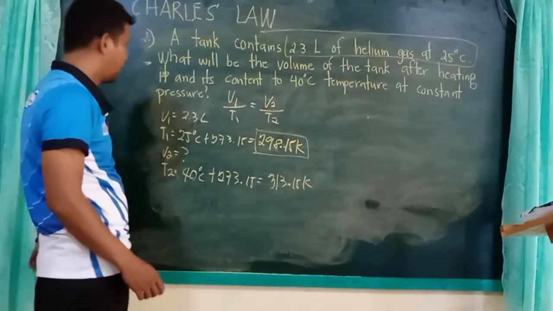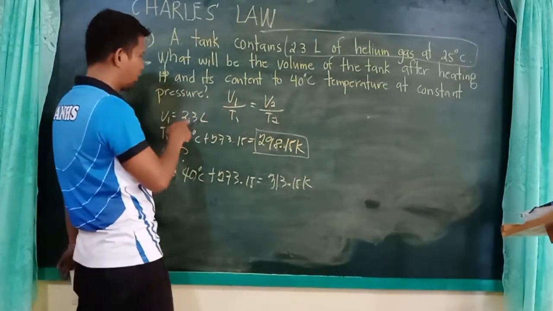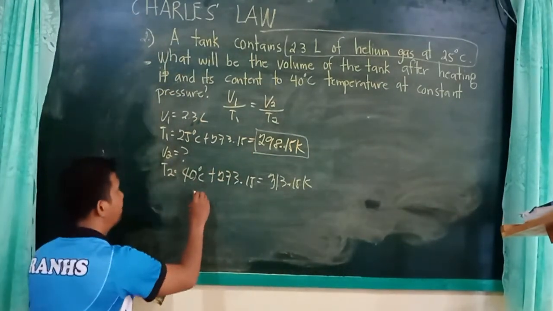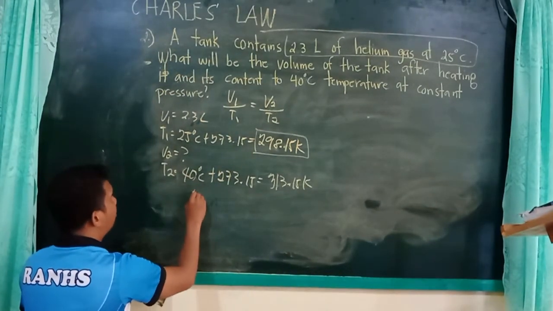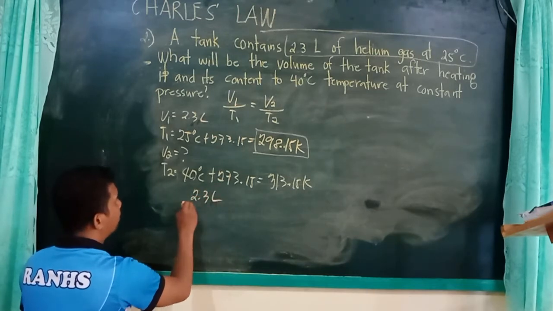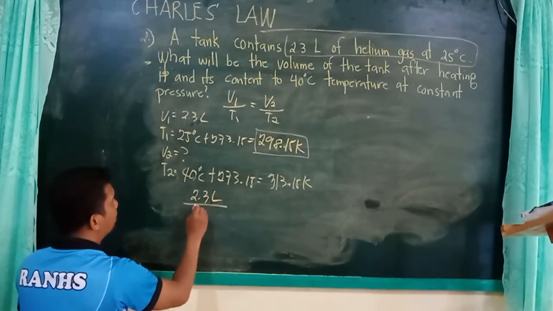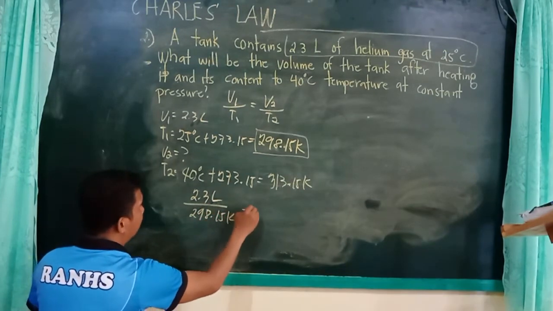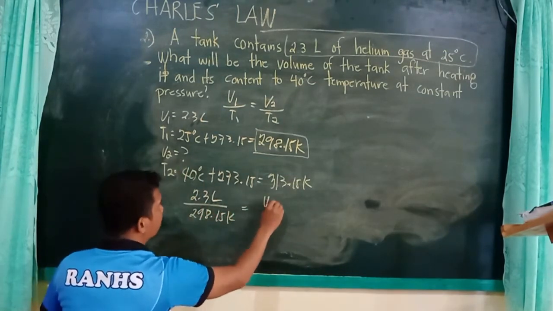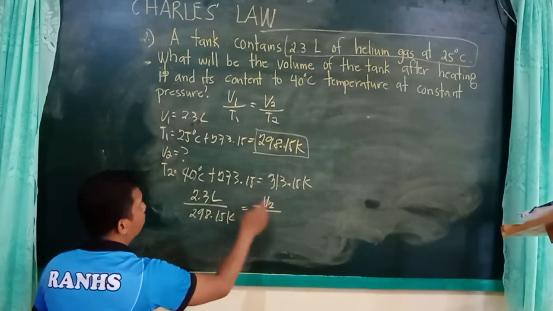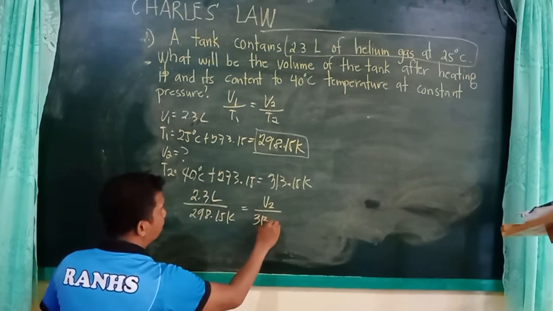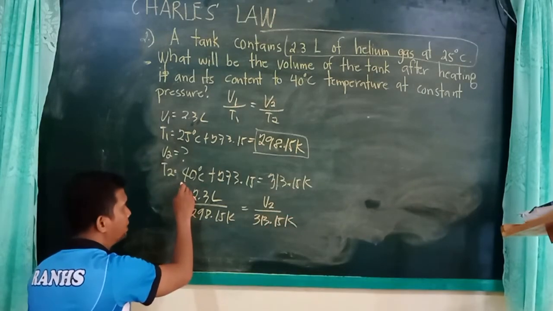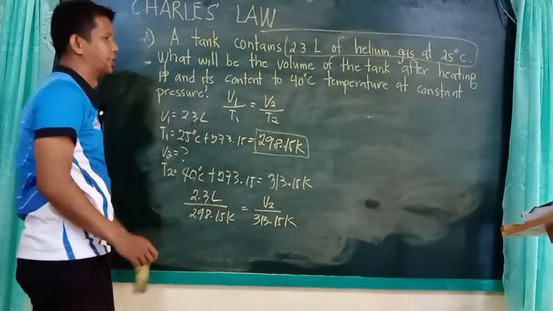Okay, now let's proceed. Our V1 is 2.3. Let's apply the formula. Dito na natin gawin. So V1 is 2.3 liters divided by T1, which is 298.15 Kelvin, equal to the V2, which is missing, and T2, which is 313.15 Kelvin. So dapat ito yung magiging itsura ng inyong equation.